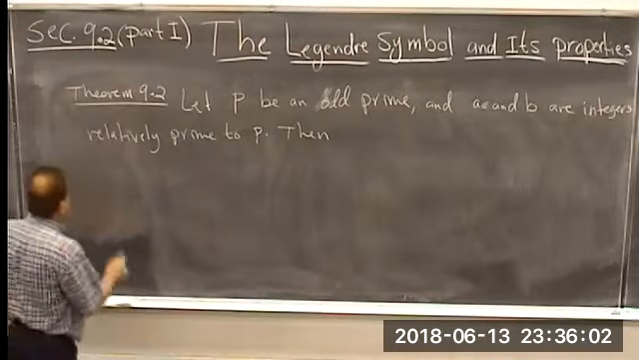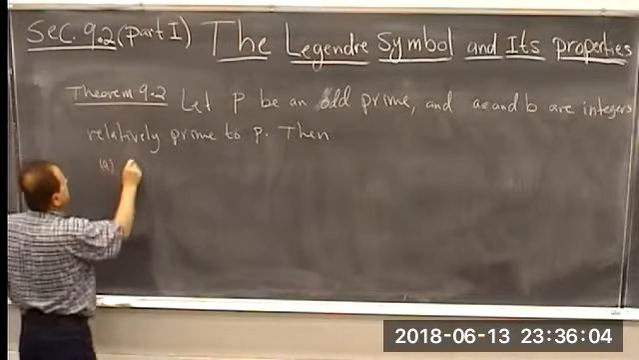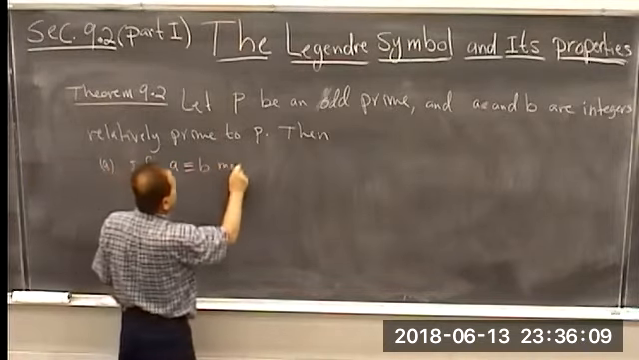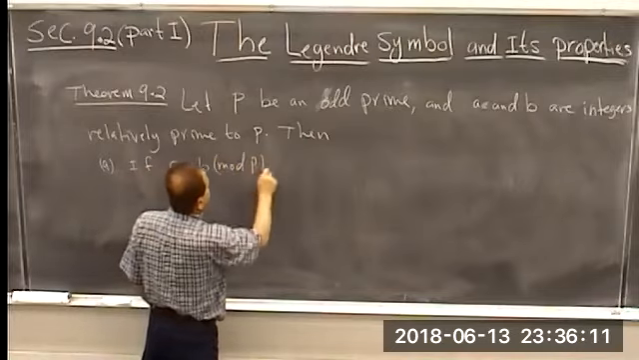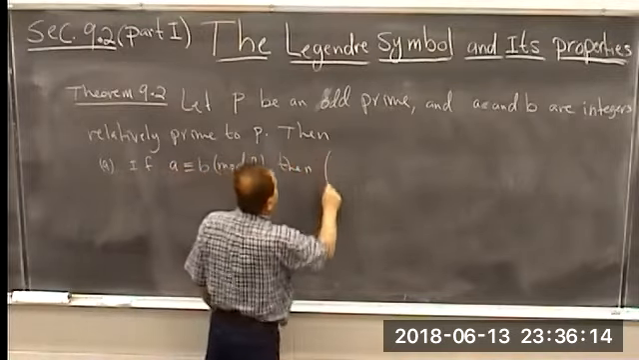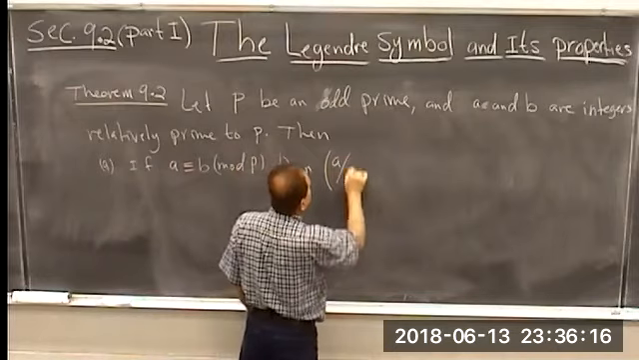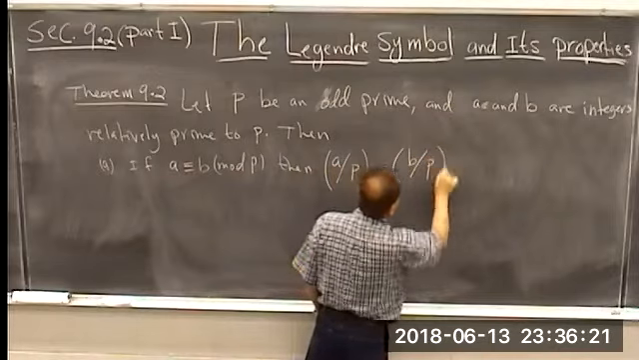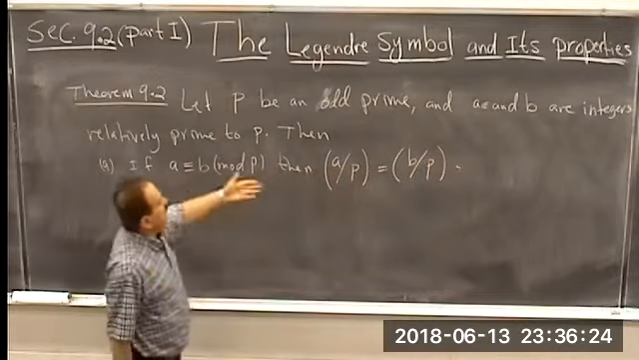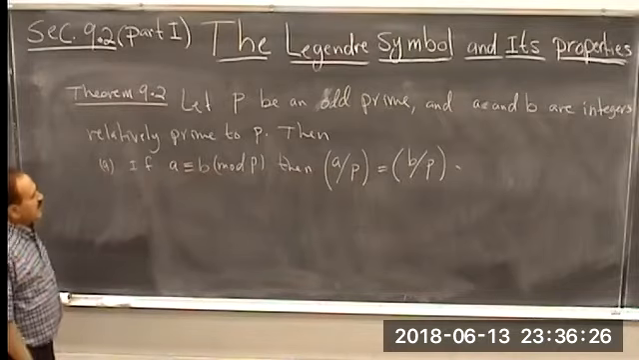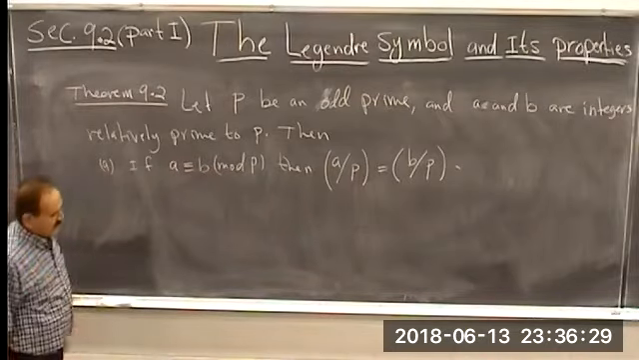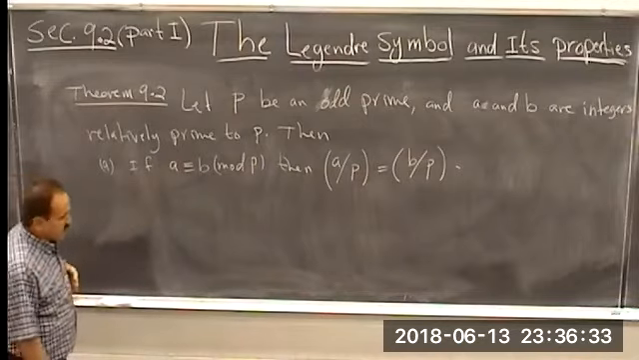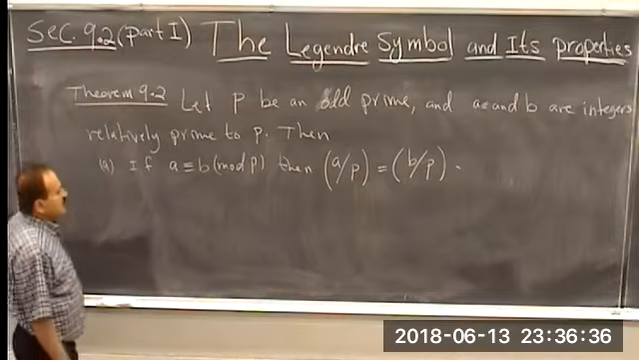First one, if a happens to be congruent to b mod p, then the Legendre symbols for both of these are equal to each other. In fact, we didn't prove this, we proved that if a is congruent to b and a is a quadratic residue, then b is a quadratic residue, and vice versa. So really, this is what it translates to in terms of the Legendre symbol.